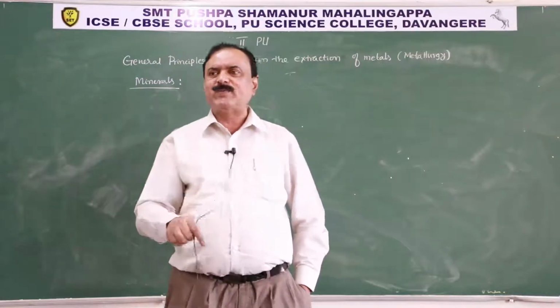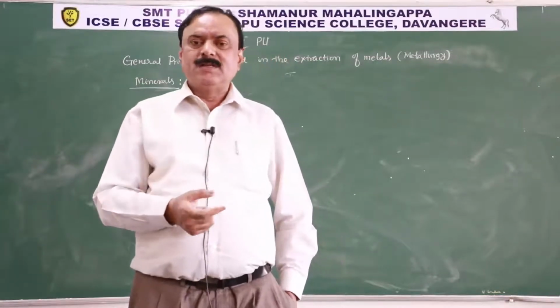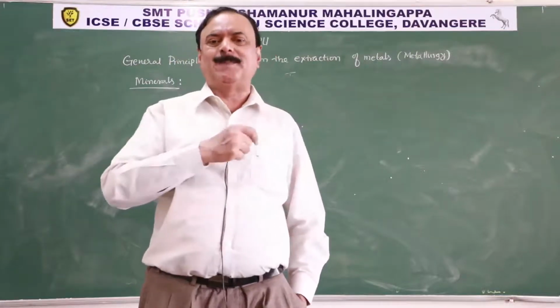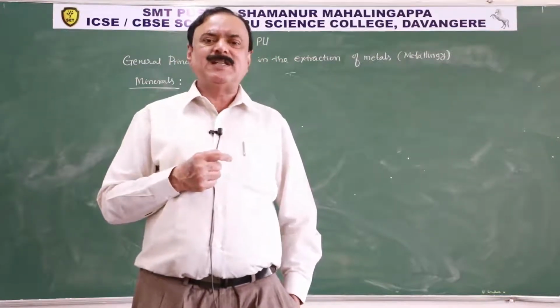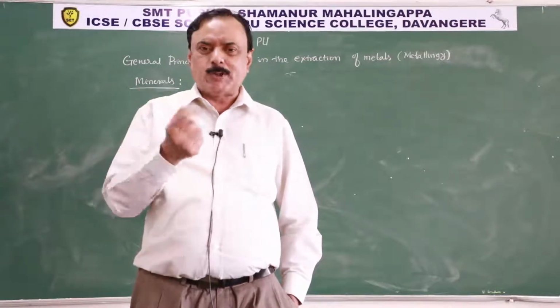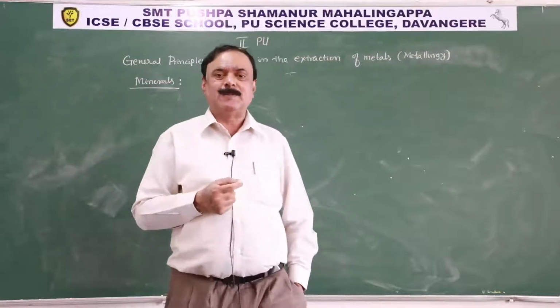Because by digging the surface of the earth's crust, you can obtain the minerals. Now, minerals contain various concentrations of the wanted metallic compound. Some minerals contain 1% of the wanted metallic compound. Some contain 2%, 3%, 4%, 5% of the metallic compounds.